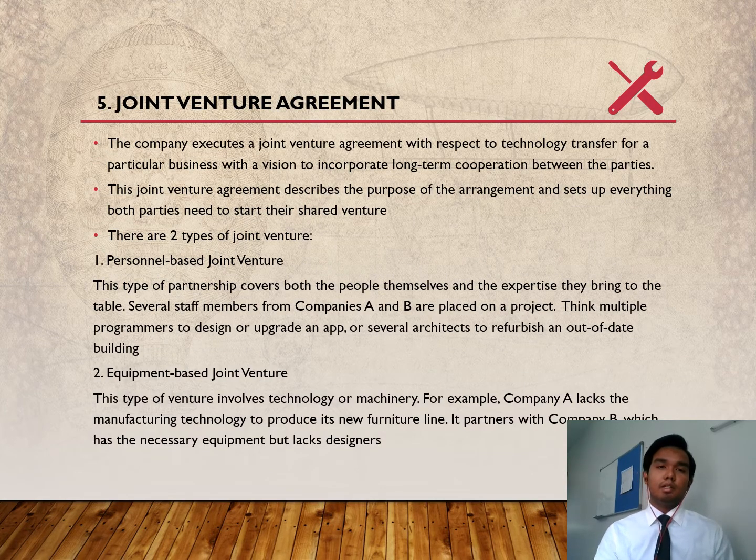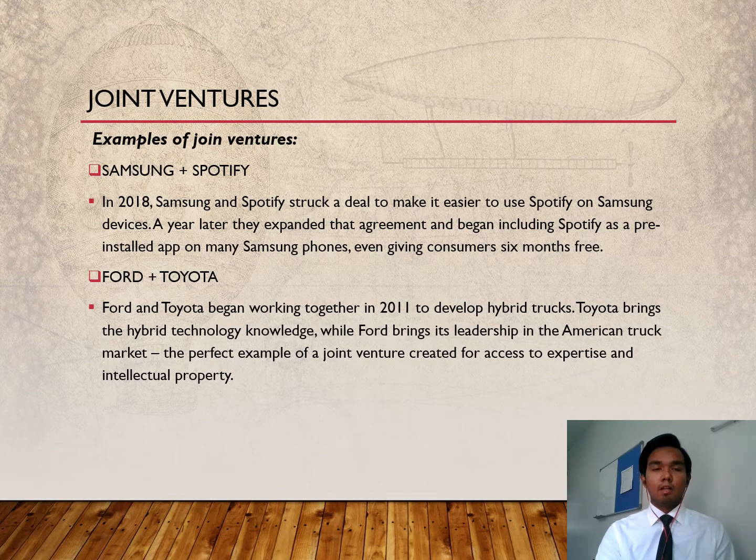And the fifth one is a joint venture agreement. A joint venture agreement is where companies execute an agreement to acquire the technology required for a particular business vision and cooperation terms between the parties. There are two types of joint venture. The first one is a personnel-based joint venture. The second one is an equipment-based joint venture.